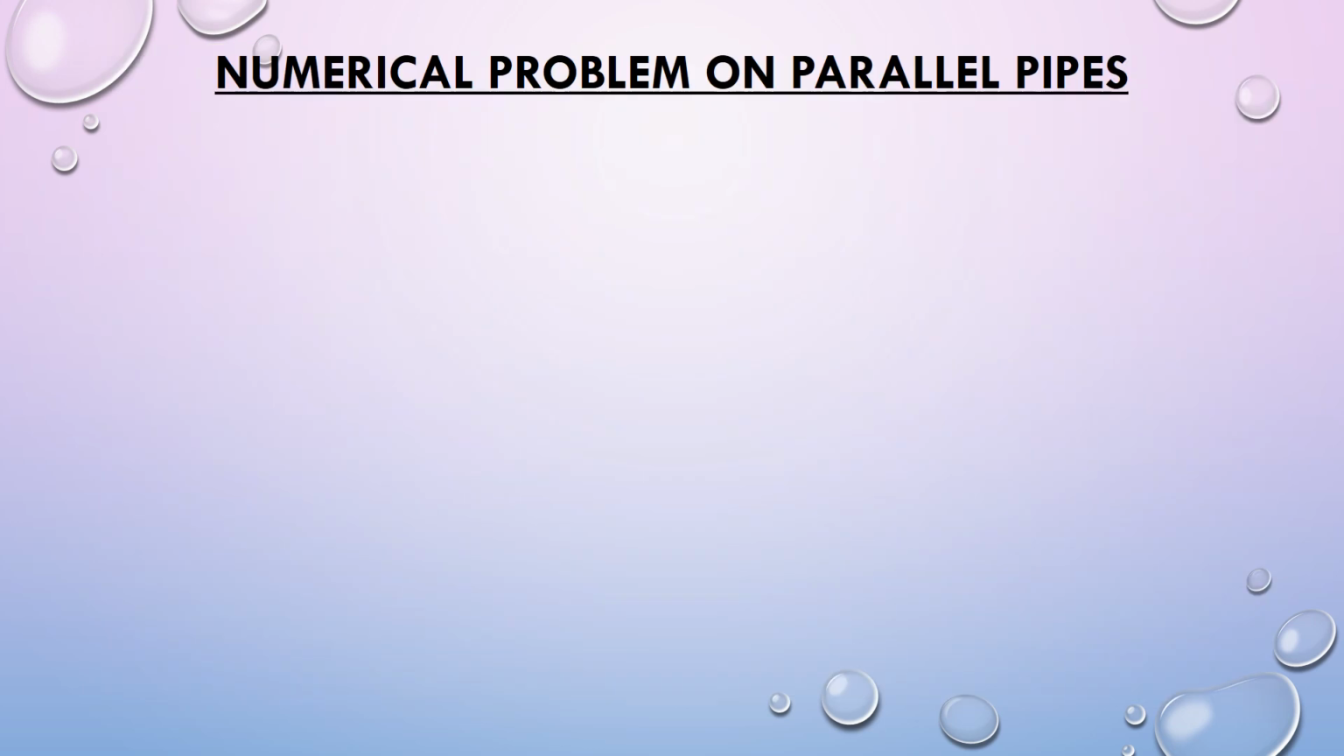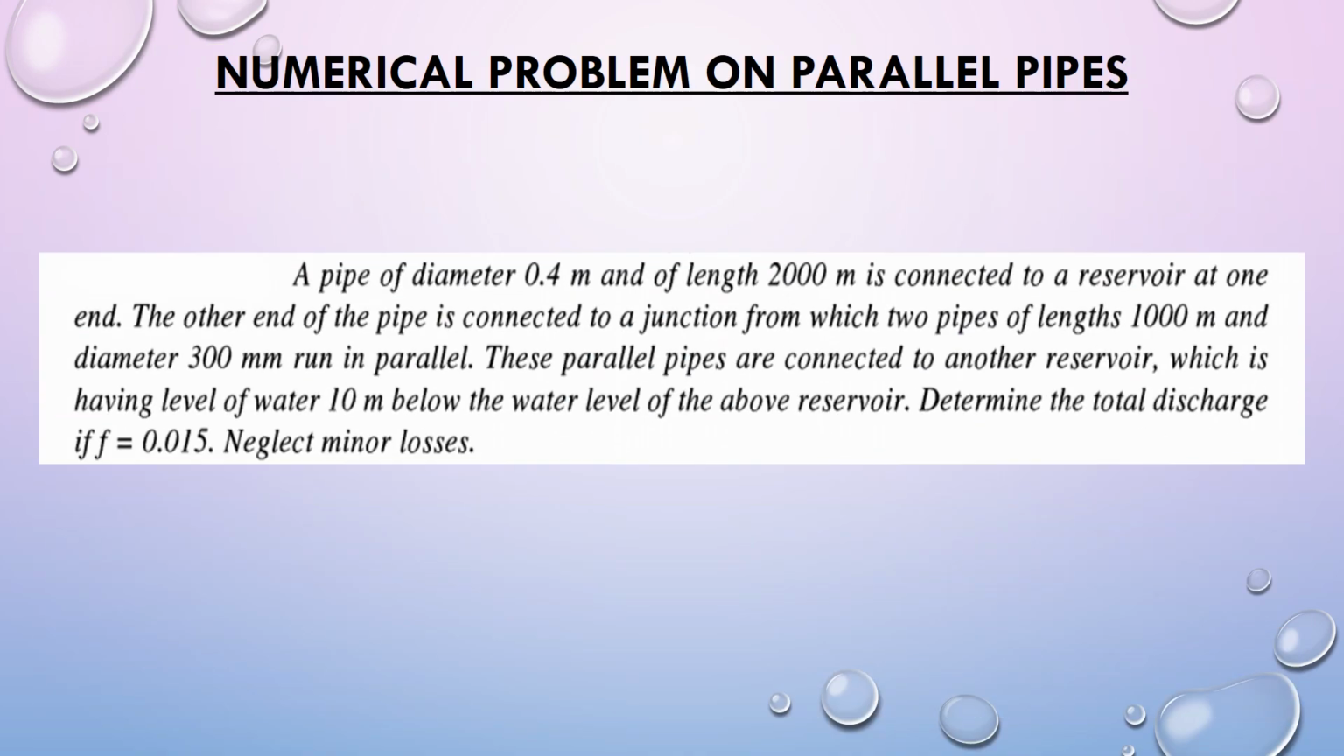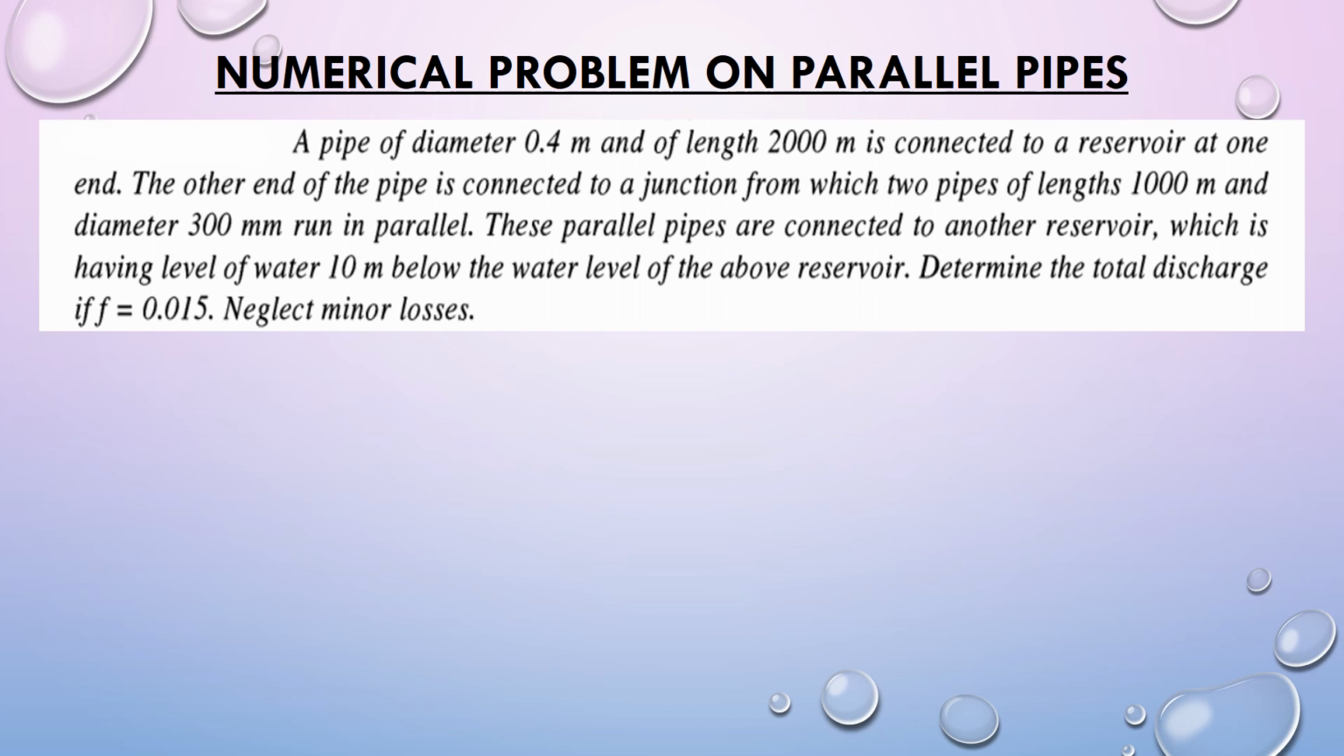So let us look at another problem. This is a slightly different problem. A pipe of diameter 0.4 meter and length 2000 meter is connected to a reservoir at one end. The other end of the pipe is connected to a junction from which two pipes of length 1000 meter and diameter 300 mm run in parallel. These parallel pipes are connected to another reservoir which is having a level of water 10 meter below the water level of the above reservoir. Determine the total discharge if F is equal to 0.015.